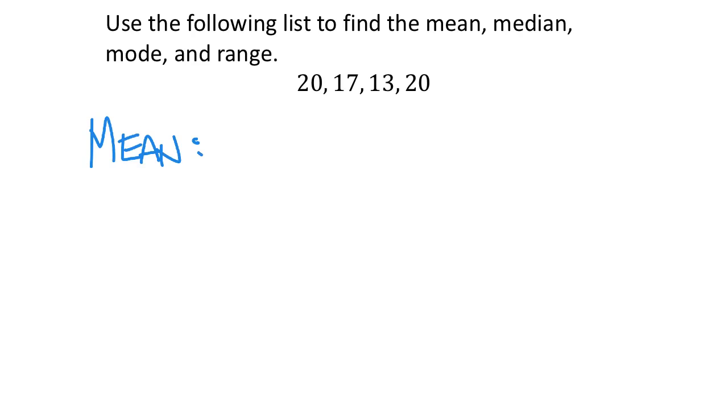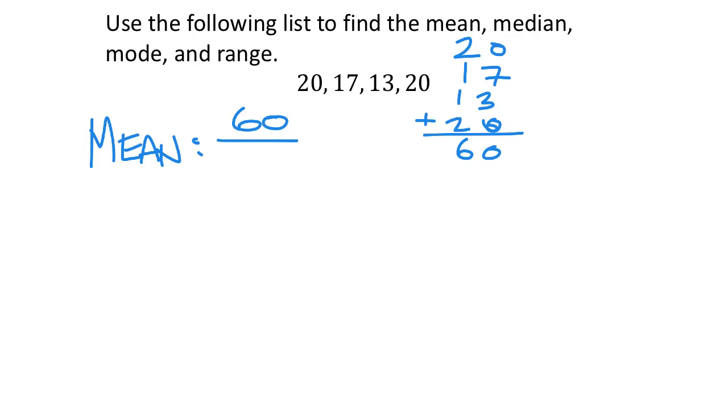Again, that's the average, so I'm going to have to add these numbers together. 20 plus 17 plus 13 plus 20. We're going to add these together, and I get 60 out of that. So the mean is going to be 60, but we're going to divide it by 1, 2, 3, 4 values. And 60 divided by 4 is 15. So that is our mean right there.